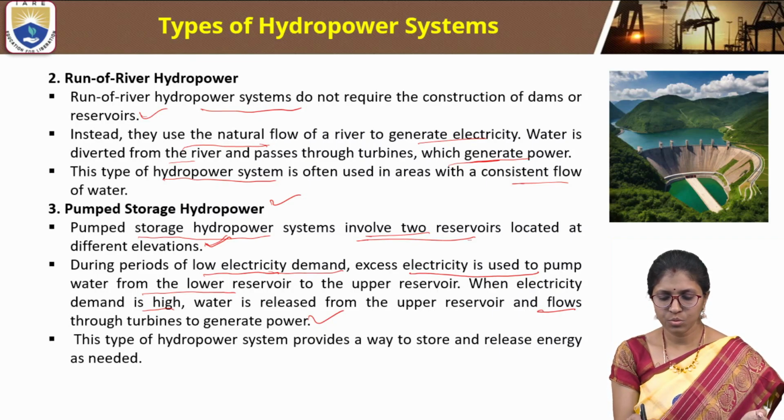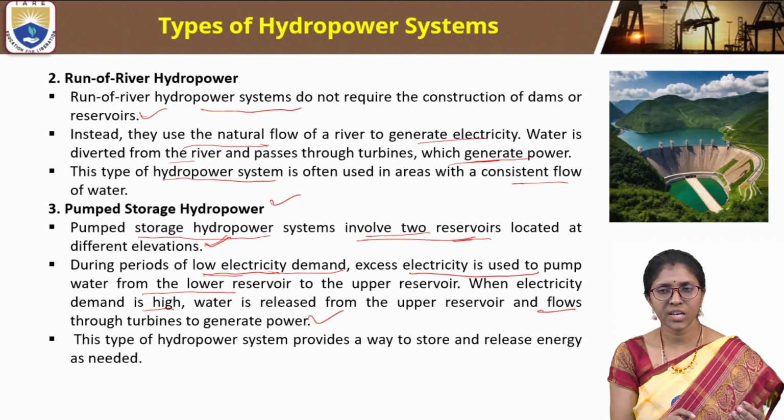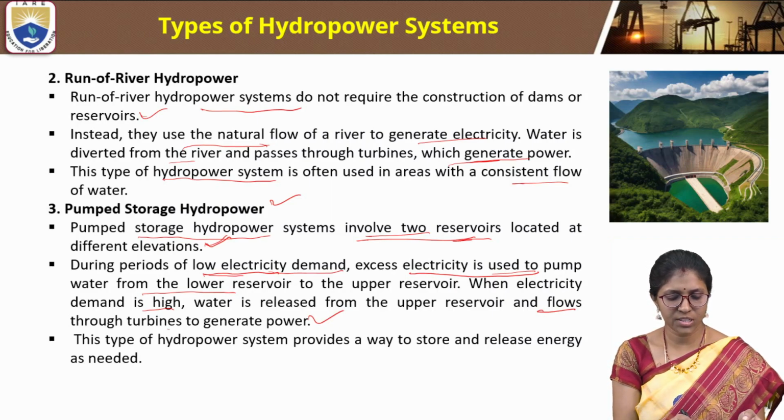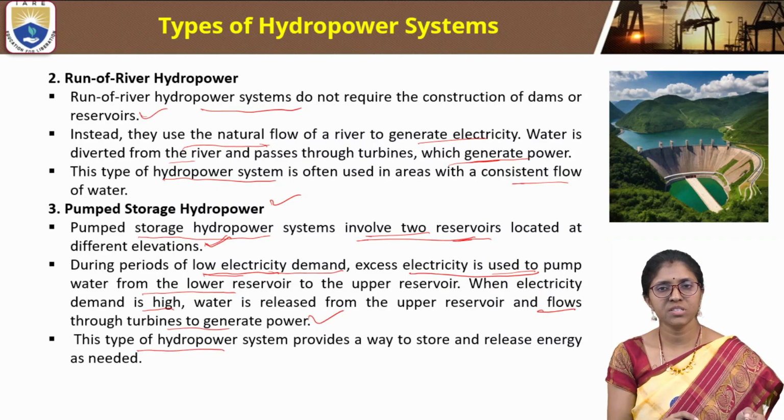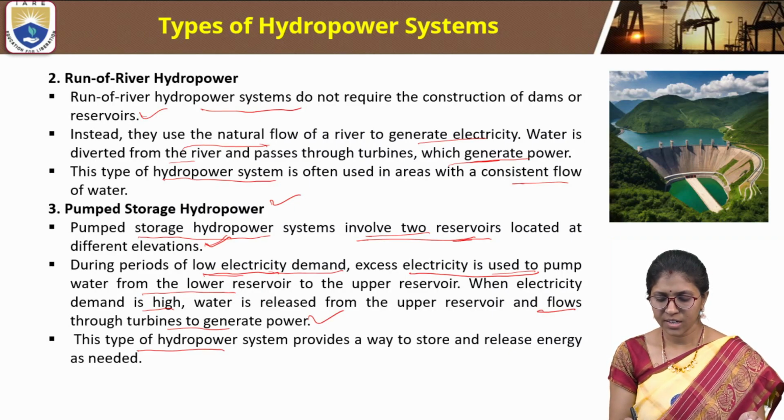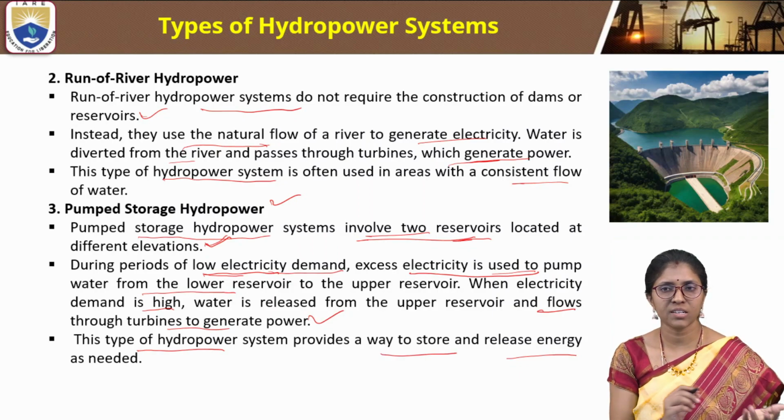So here we have two reservoirs located at different elevations. During low electricity demand, the excess electricity is used to pump water from the lower reservoir to the upper reservoir. When electricity demand is high, the water is released from the upper reservoir to the lower reservoir and flows through the turbine to generate electric current. This type of hydropower system provides a way to store and release energy as needed.